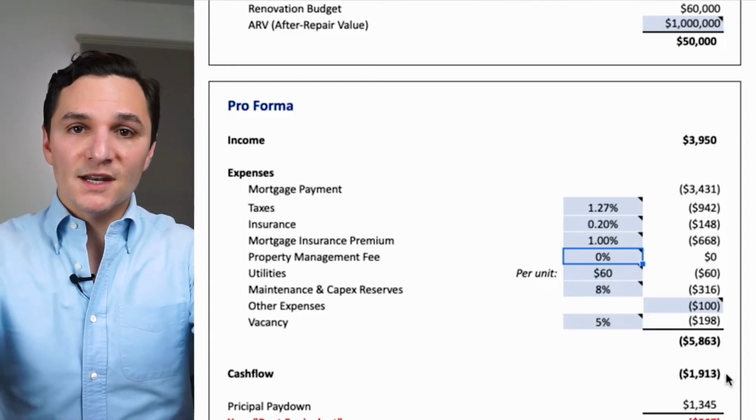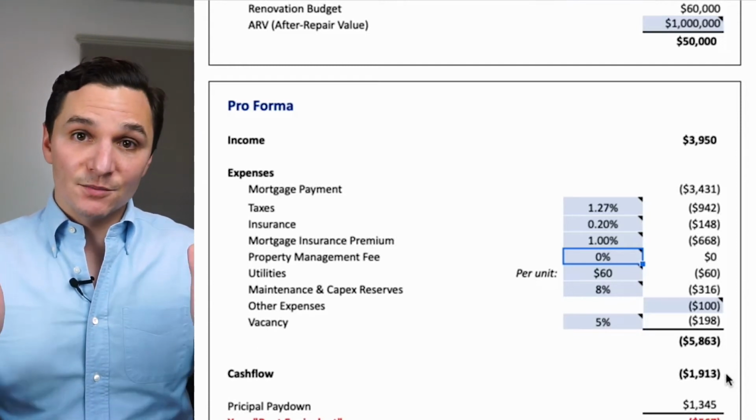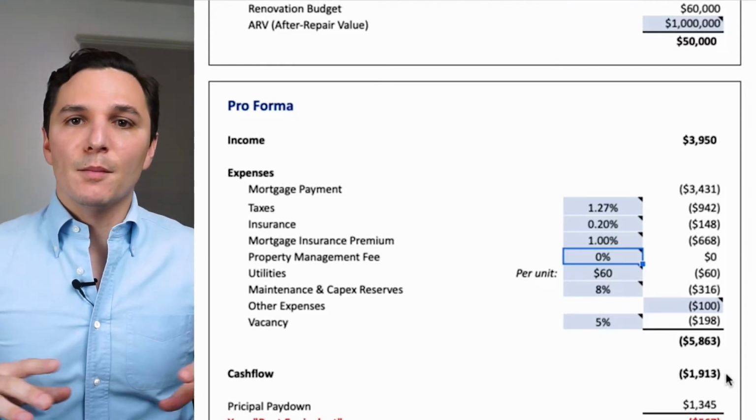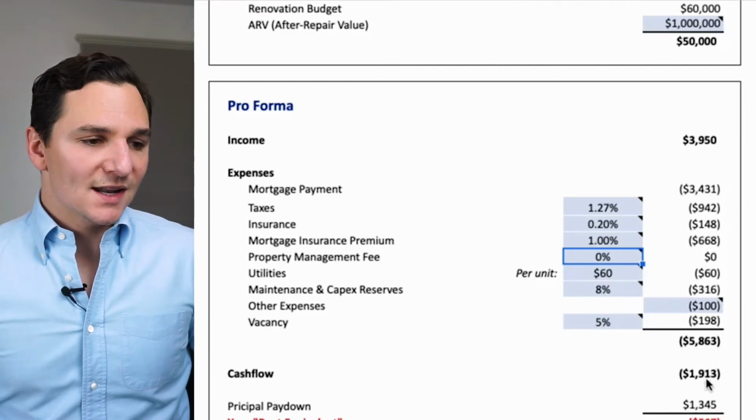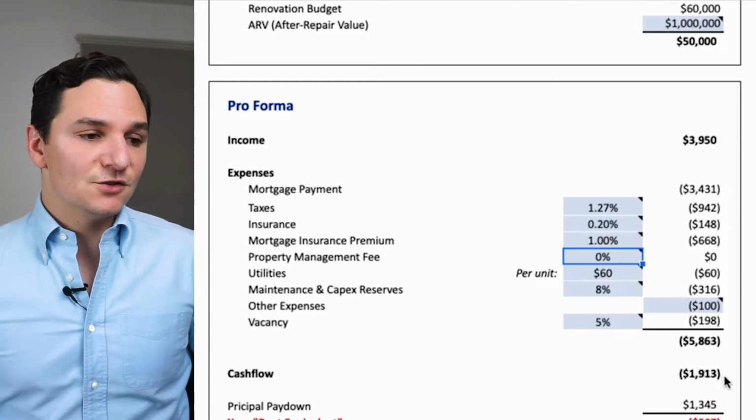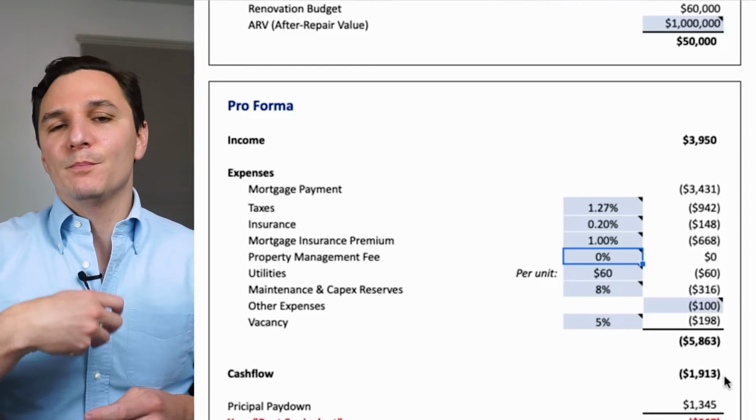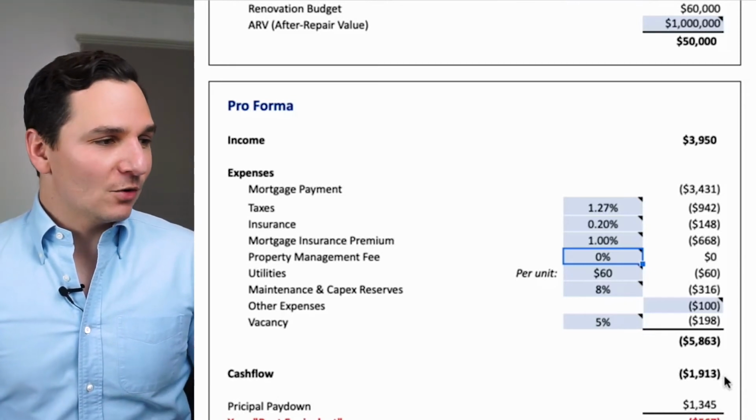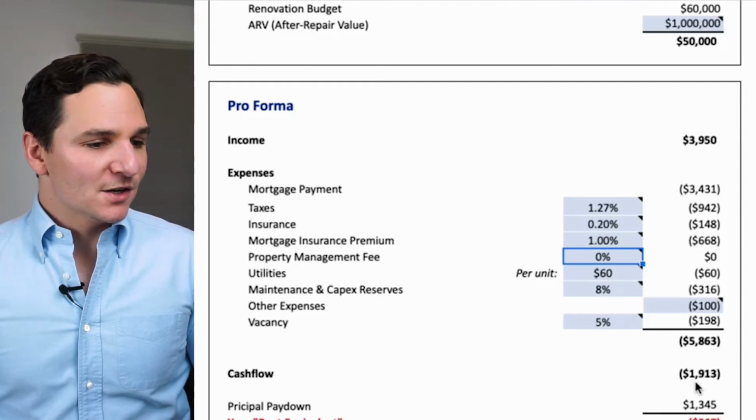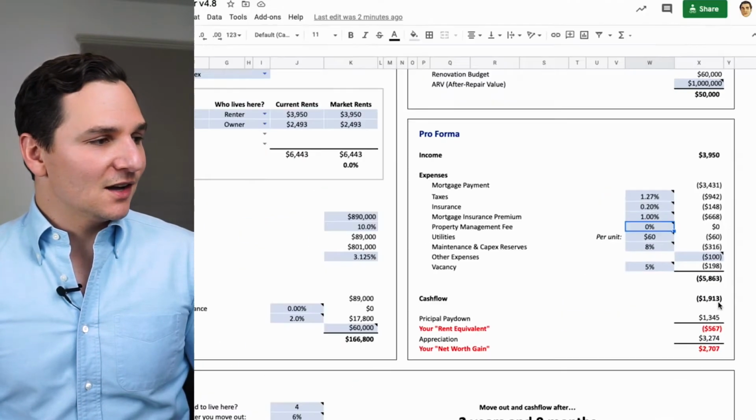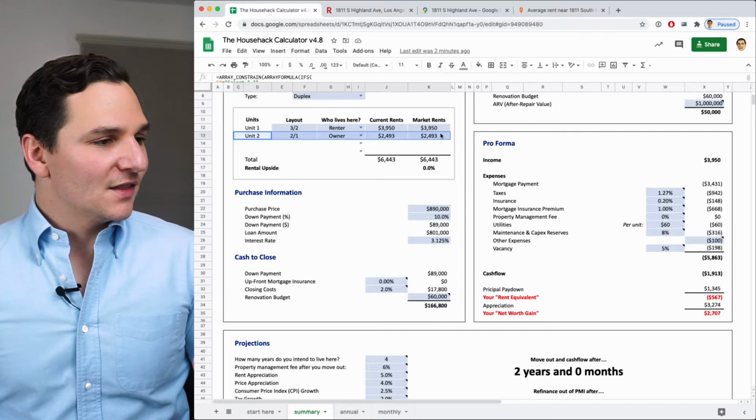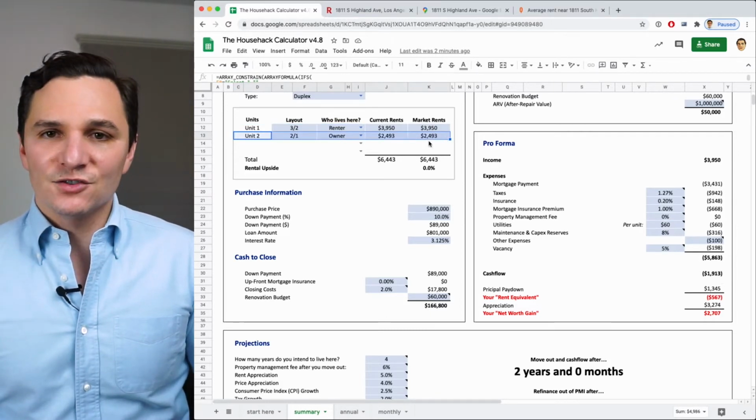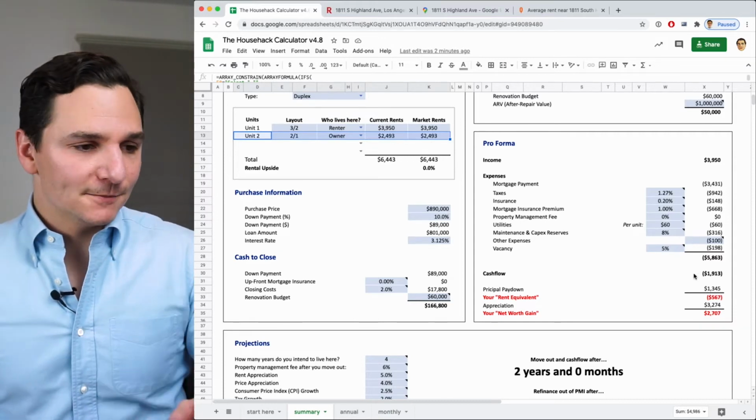Positive numbers are money coming to you. Negative numbers, numbers in parentheses, that's money leaving you. And that's kind of a standard bookkeeping practice. So $1,913 in parentheses means each month you have to part with $1,913. Now, already we're doing pretty well because you're paying $1,913 for a unit that has a market rent of $2,493. So you're kind of already $500 ahead, but it gets better.